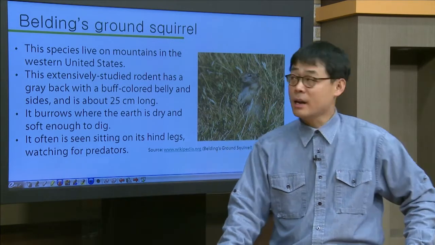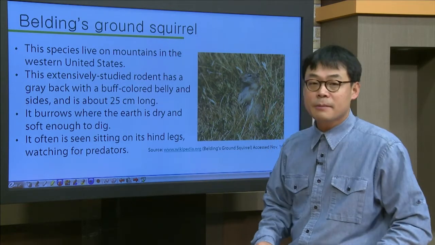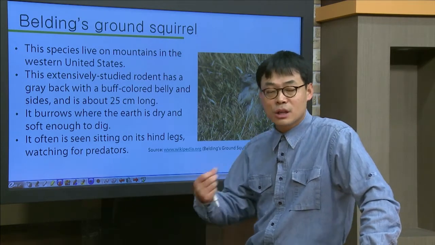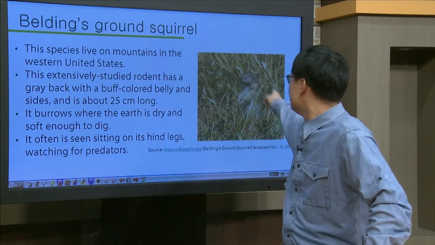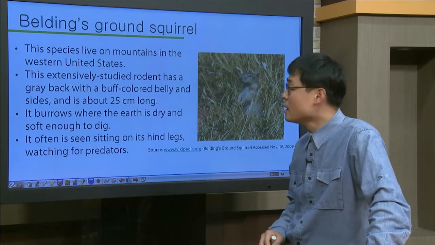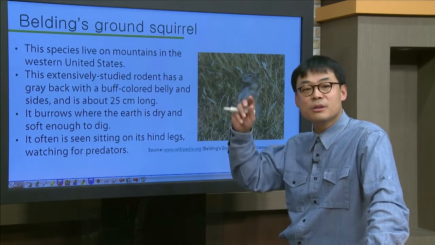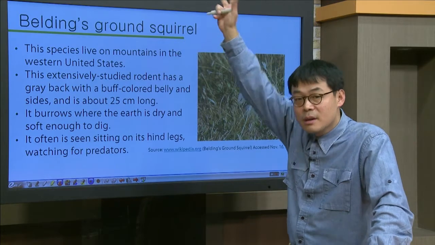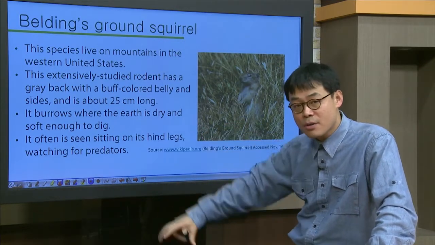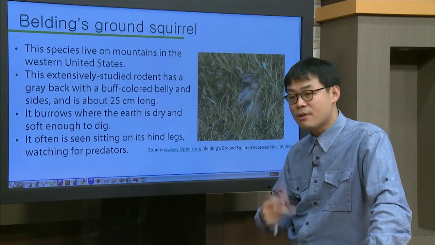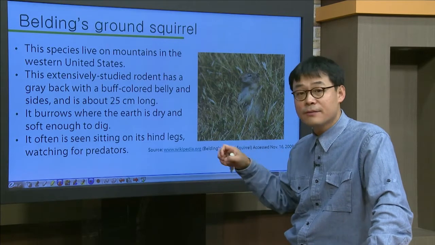The example today, I want to start with this example: Belding's ground squirrel. If you have the opportunity to go to the American West, you may see such a very interesting rodent. That's the squirrel. The squirrels we see in Korea usually live up in the trees, but these live underground. They make burrows, and then they go out of the burrows and find food there.